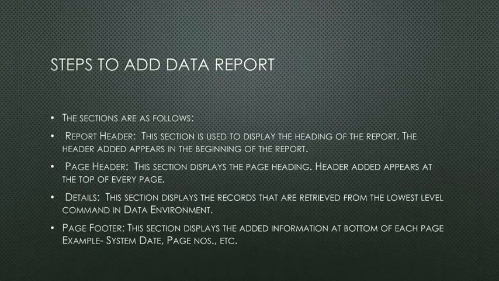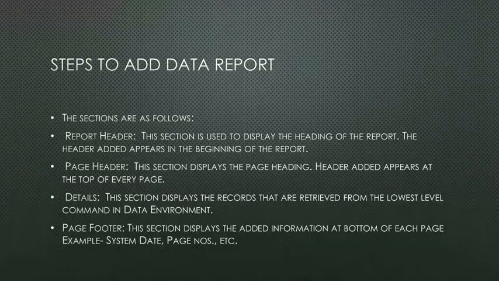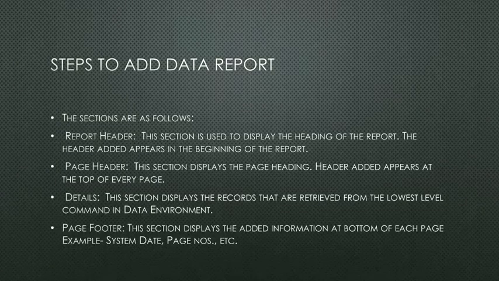Sections are as follows. First one is report header. This section is used to display the heading of the report. The header appears in the beginning of the report. Second is page header. This section displays the page heading. The header appears at the top of every page.